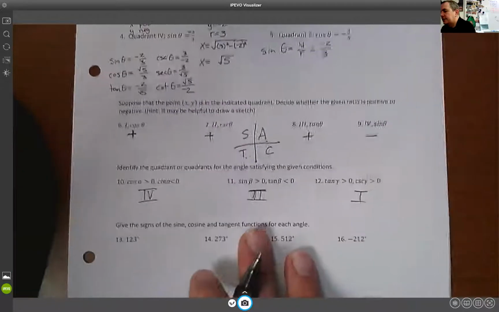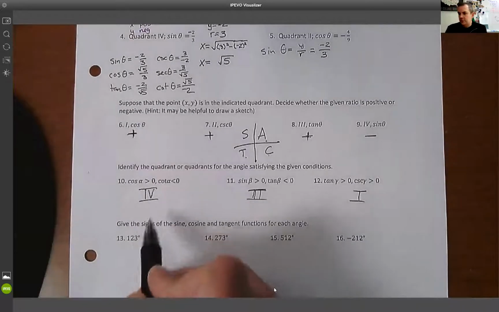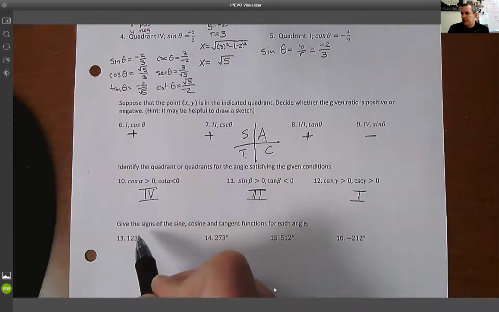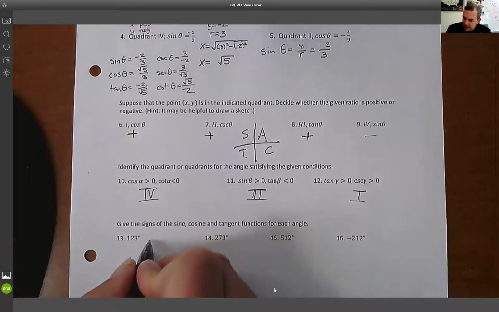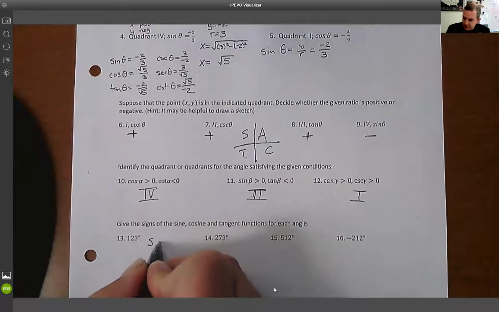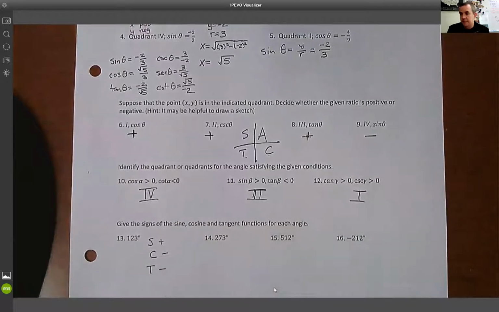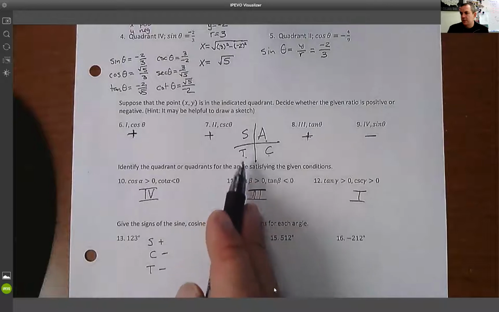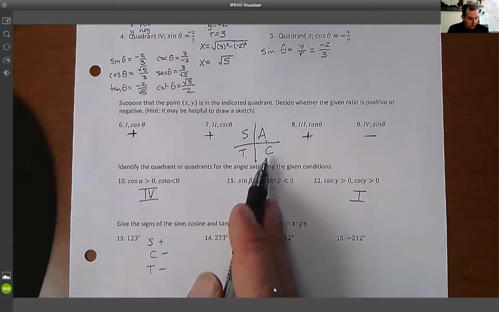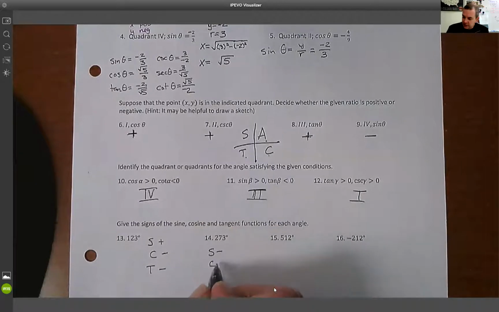And then the last thing we talked about, and we kind of brushed on it today, was finding the angles. Where is angle 123? Angle 123 is in quadrant 2. So that tells me that in that case, sine is positive, cosine is negative, tangent is negative. 273, so it's 90 to 180 to 270, so I'm in quadrant 4. Since I'm in quadrant 4, sine is negative, cosine is positive, tangent is negative.